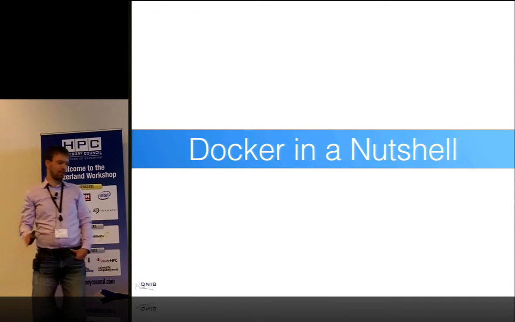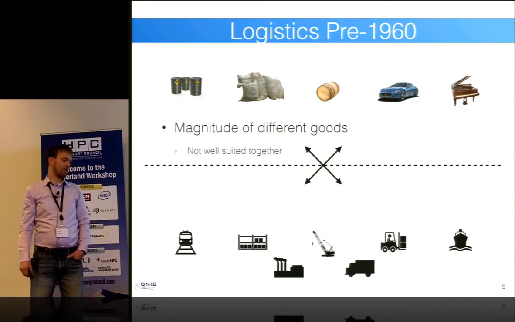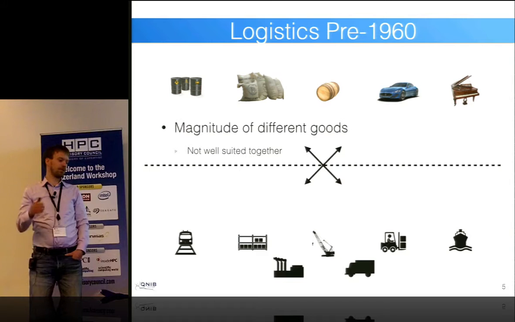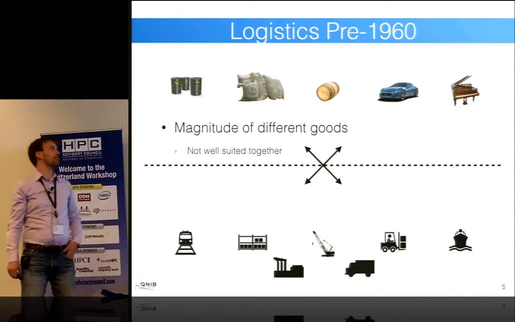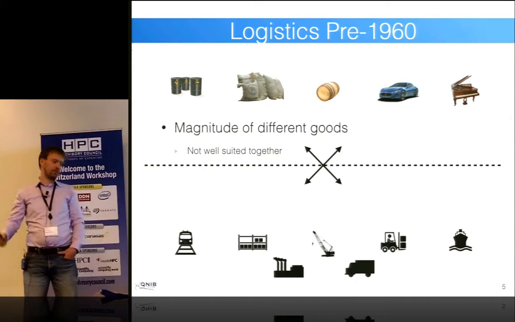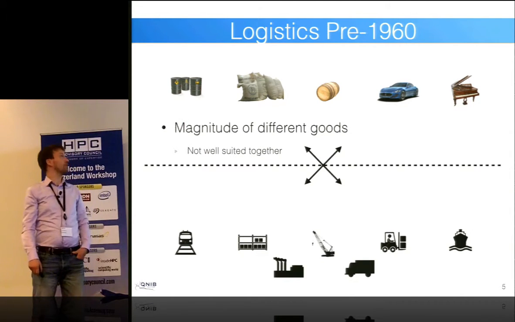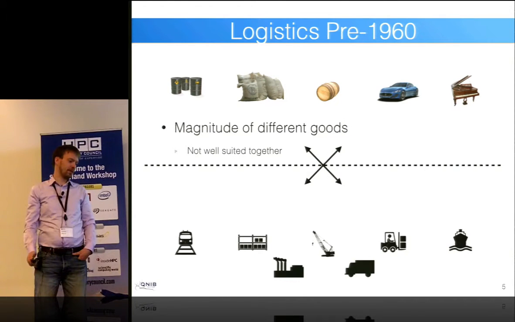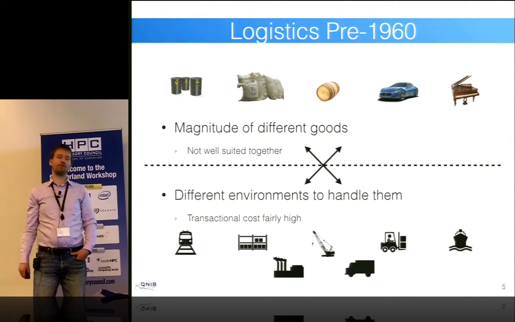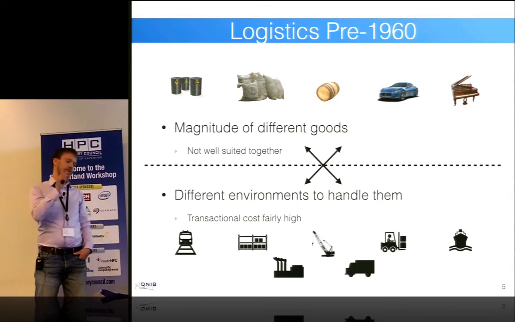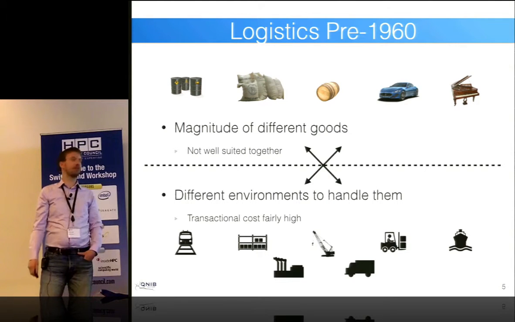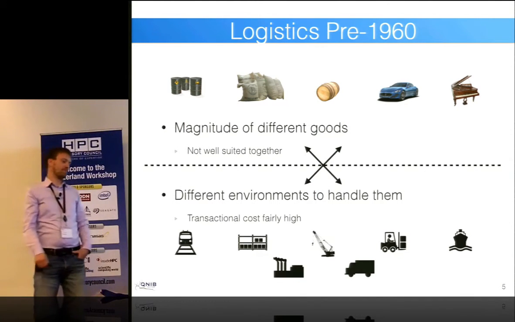So, Docker in a nutshell, maybe a coconut shell, but I will start with this little slide. Logistics pre-containerization, or pre-1960, was a pretty tough job. You had a lot of different goods that you do not want to mix up because the Maserati might interfere with the barrels of oil or the bags of beans or such things. And when you handle it in different environments, it was pretty hard to put it from the boat to a train to a truck in the factories and such, because you had to put the individual things in motion.